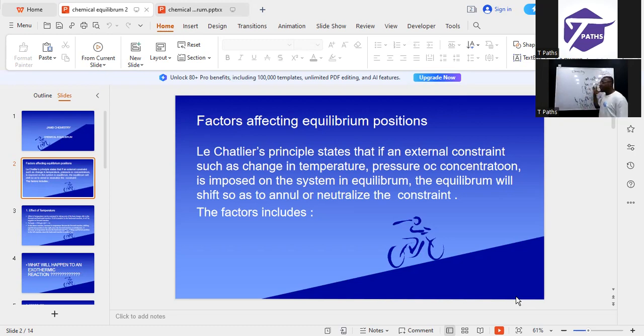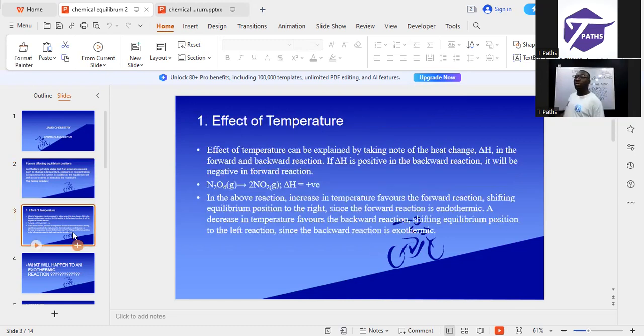That exposes us to the fact that there are factors that affect chemical equilibrium. The first one there is temperature. How does temperature affect chemical equilibrium? So we need to understand that. Let's do that. Let's consider two reactions there.